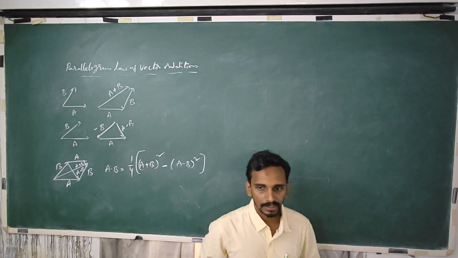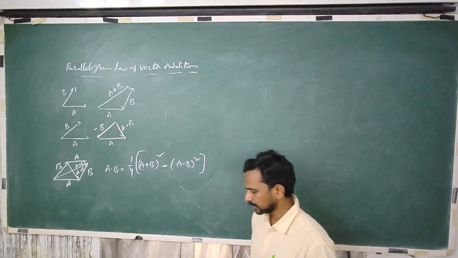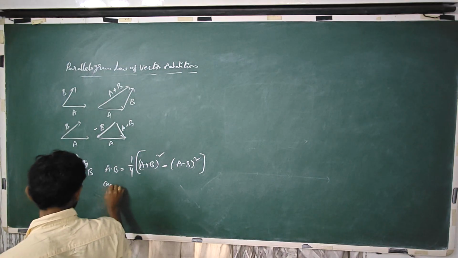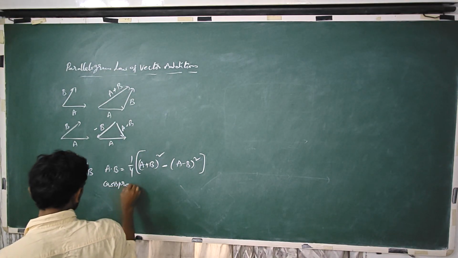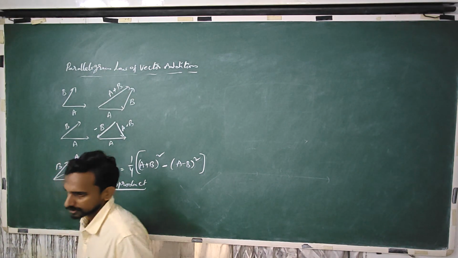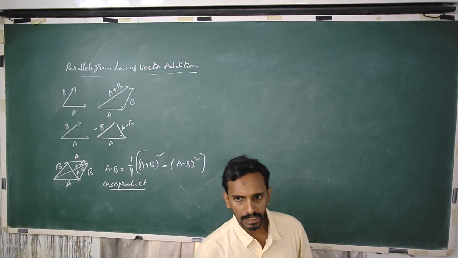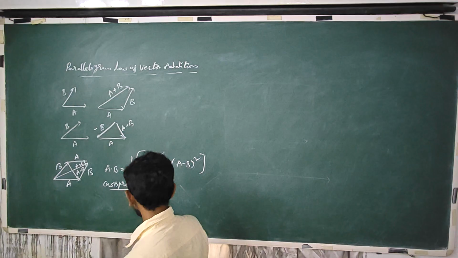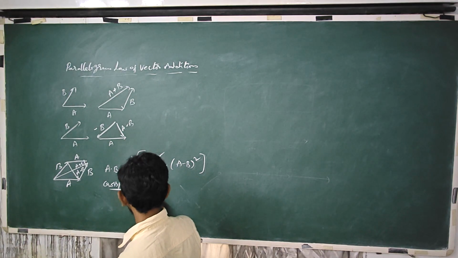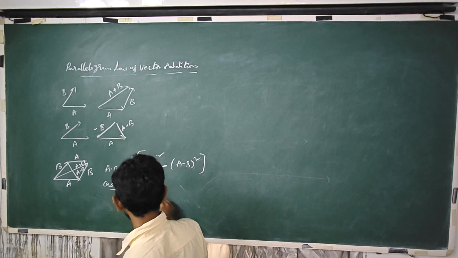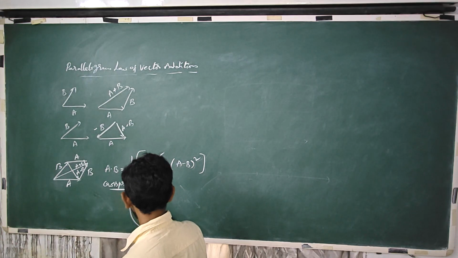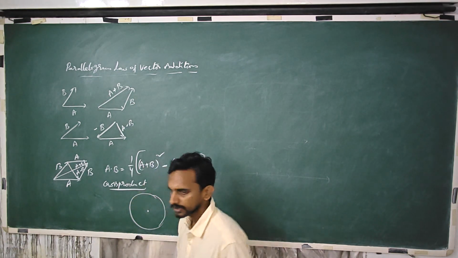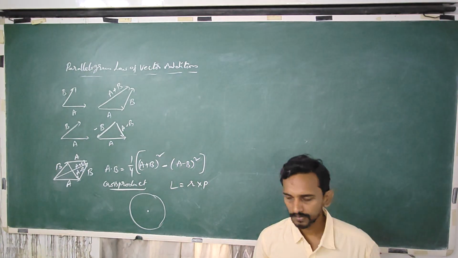parallelogram law. So next one, we'll see the cross product. So the basic idea we have seen already while calculating the angular momentum. To calculate the cross product, we have to take the two vectors. Let's say you are calculating angular momentum, L is r cross p in circular motion.